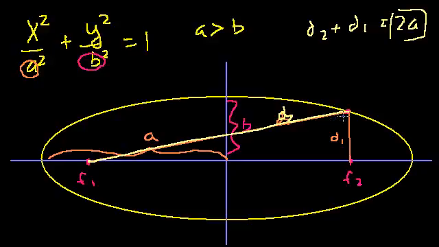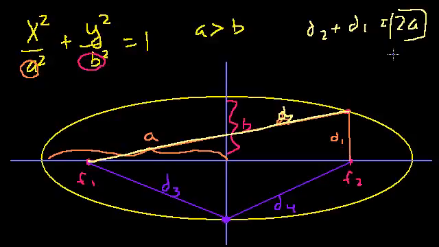So just to make sure you understand what I'm saying. Let me take another arbitrary point on this ellipse. Let's take it right there. And if I were to measure the distance from this point to this focus, let's call that D3. And then measure the distance from this point to that focus. Let's call that D4. If I were to sum up these 2 distances, it's still going to be equal to 2a. Let me write that down. D3 plus D4 is still going to be equal to 2a.